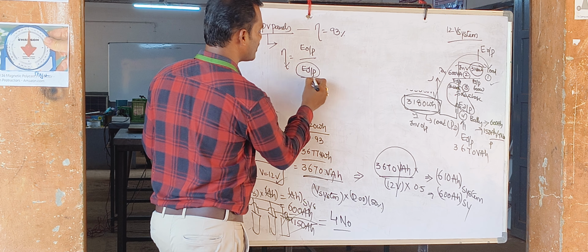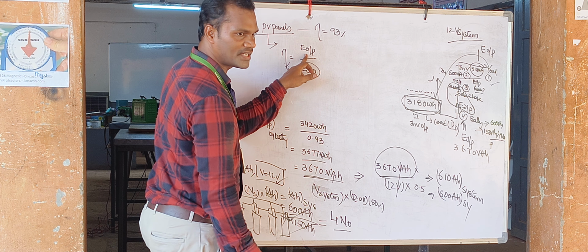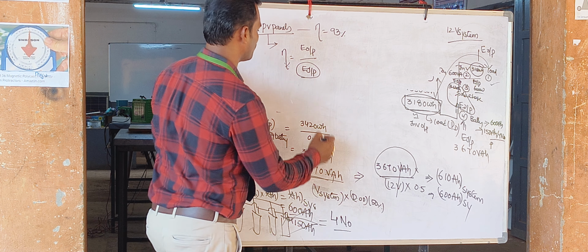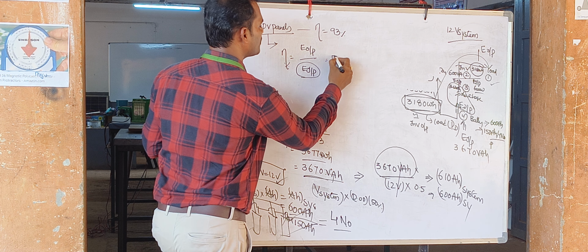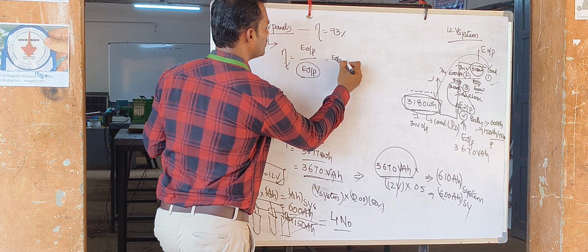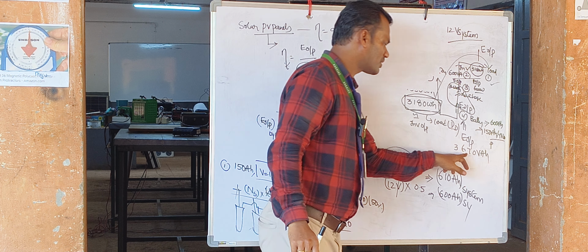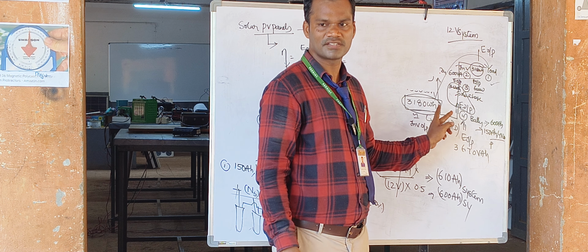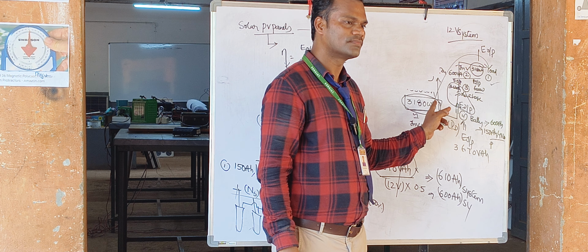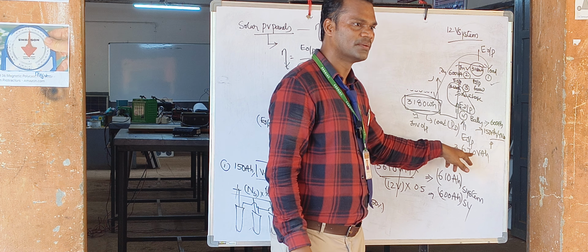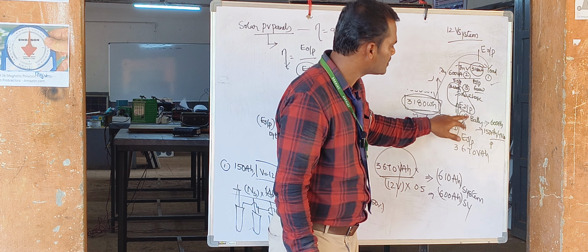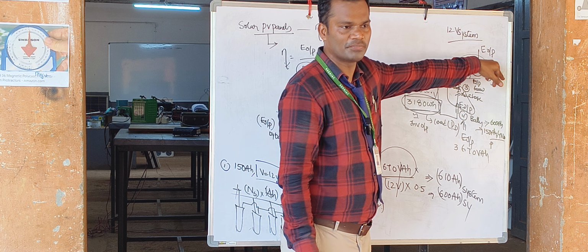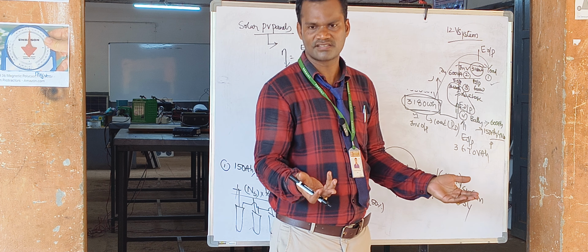So what do I want to calculate now? The output of the solar panel is nothing but the input of the inverter. So I can write that energy input is equal to energy output. Are you able to understand the logic? The output of the solar panel is input to the battery. The output of the battery is input to the charge controller. The output of the inverter is input to the load. They are connected in series.